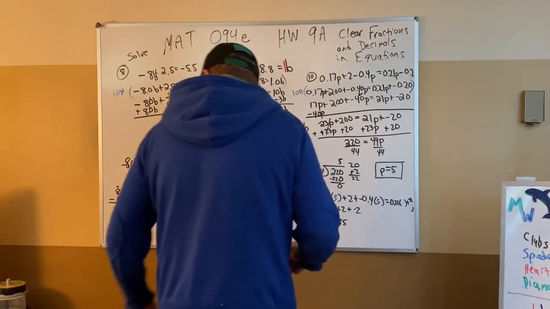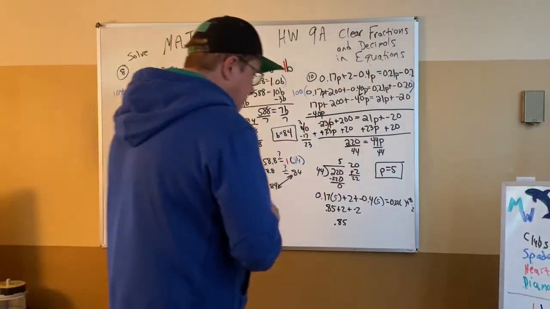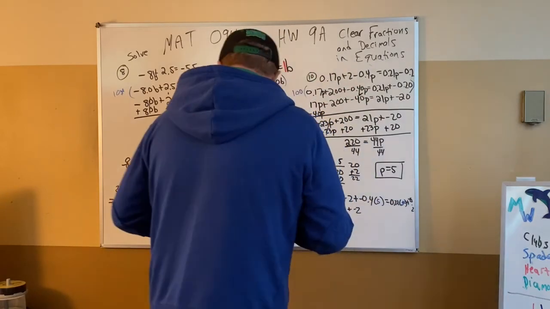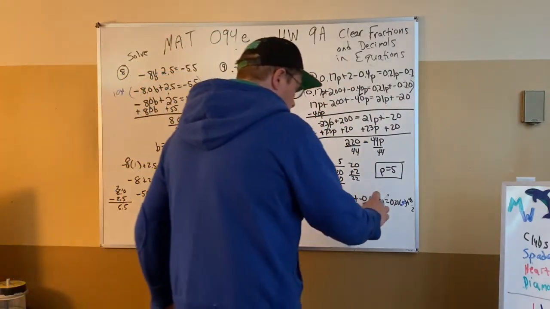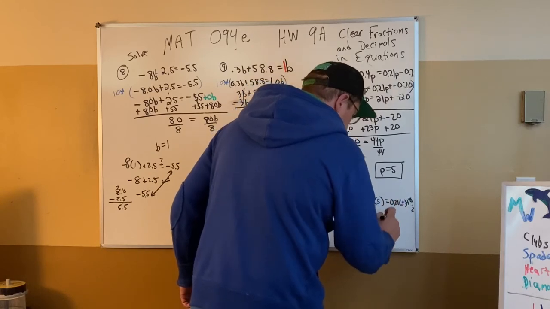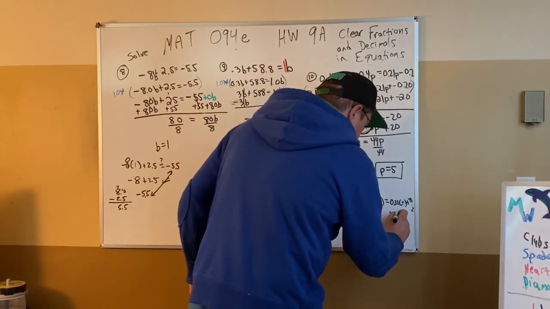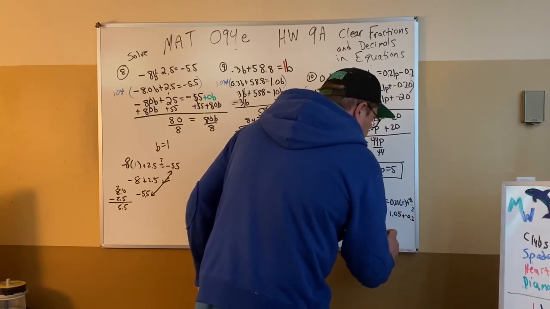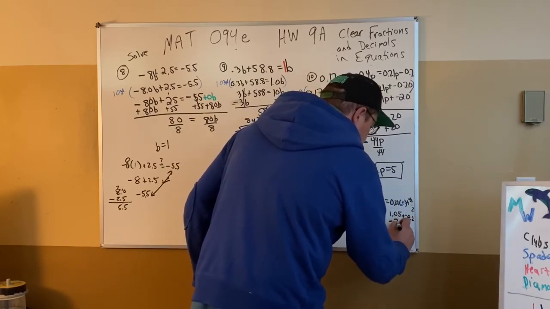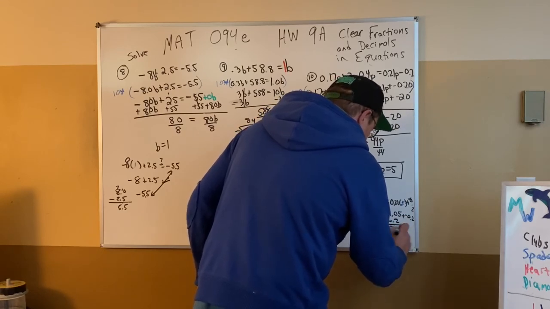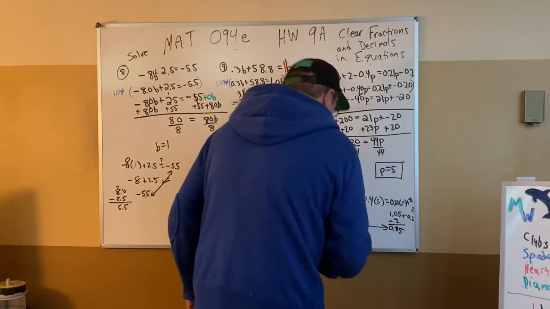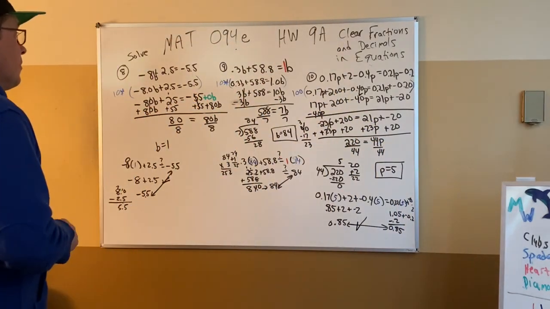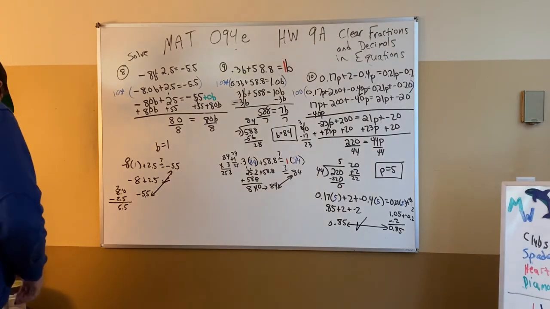On this one, I put in my 5. Then I get 1.05 plus negative 0.2. And subtracting that off like this, get me 0.85. The targets hit the same thing. That makes it correct to have 5 as our solution. And that's the end of my representation for homework 9A.